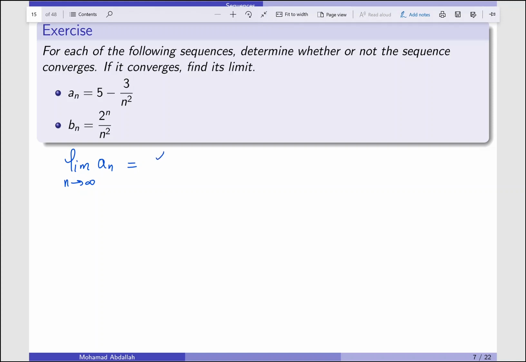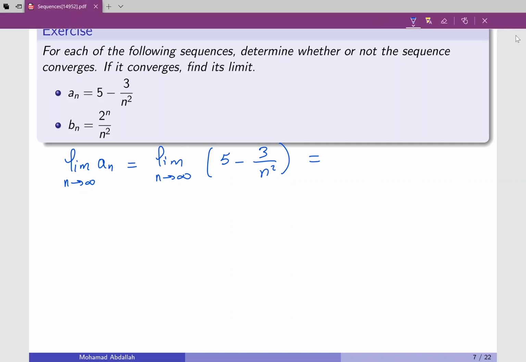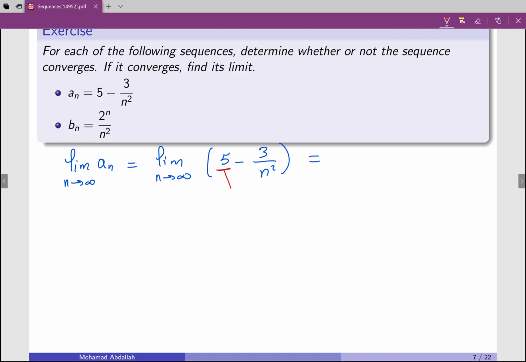So that's equal to the limit when n approaches infinity of 5 minus 3 over n squared. Then we will be able to do these quickly. There is no need to do this whole setup that I did before, which means the following. I know that the limit of the difference is the difference of the limits. So what I do first here is I try to find the limit of this. What happens to this when n goes to infinity? Since this is a constant, this is going to go to 5.